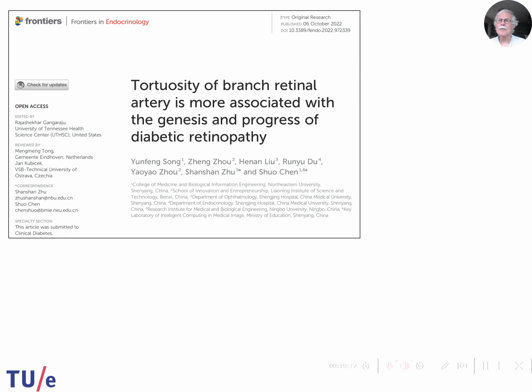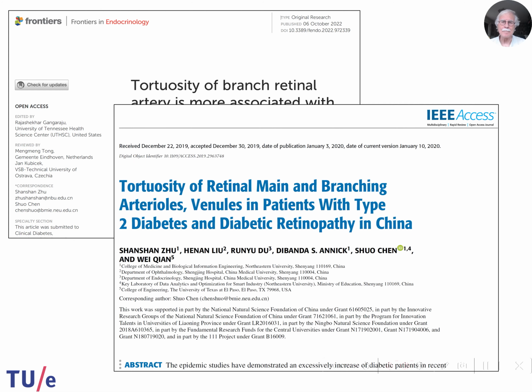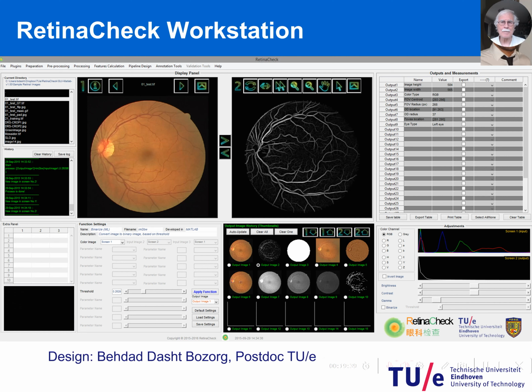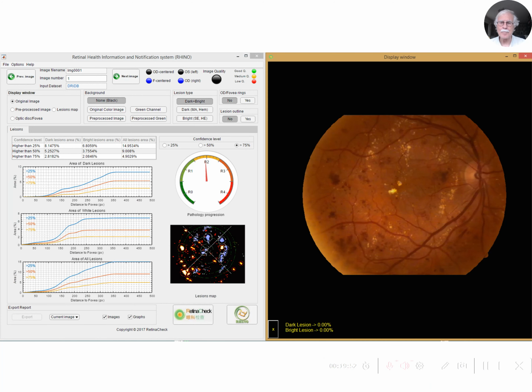And of course, we could nicely do the statistical analysis on how the tortuosity is related to all kinds of other effects related to the progress of diabetic retinopathy. And you see a couple of papers that we published here. And in most cases, the retinal vascular tortuosity was a key figure. We made a workstation for the ophthalmologists to easily work with it, and this was a research station in the beginning, and we could do a lot with this. I'll show you quickly what we could do.